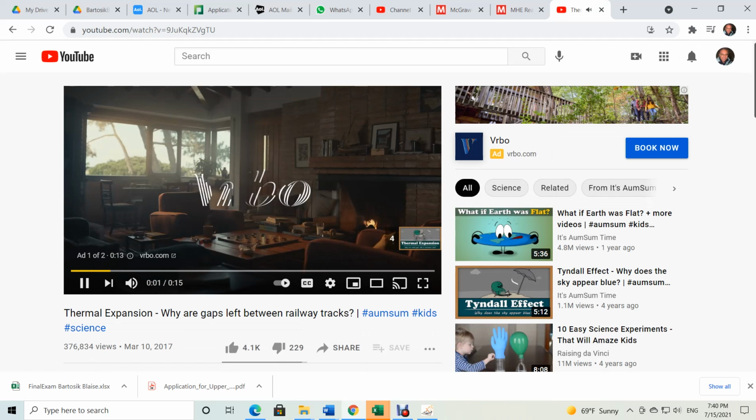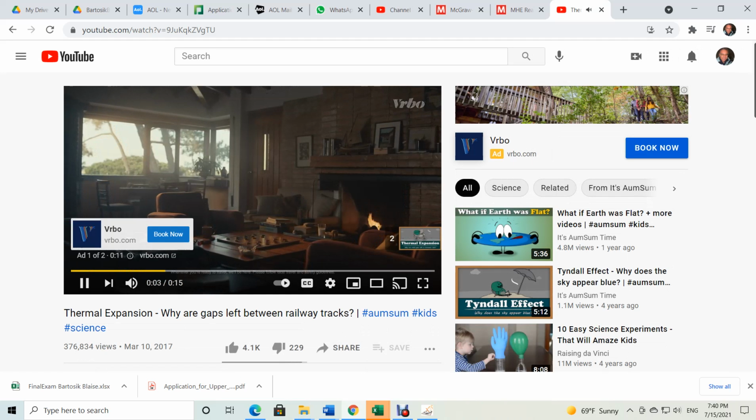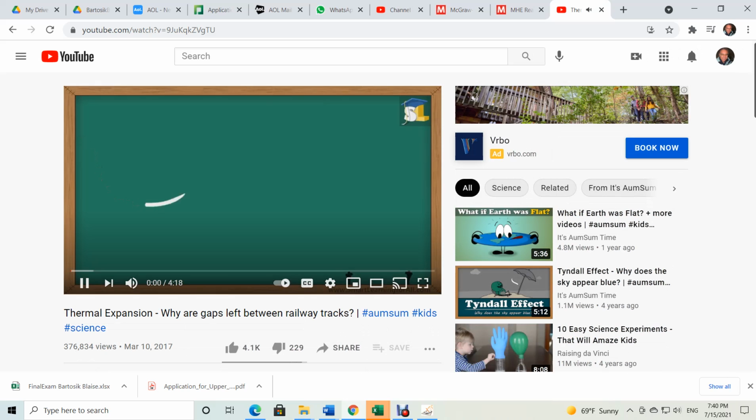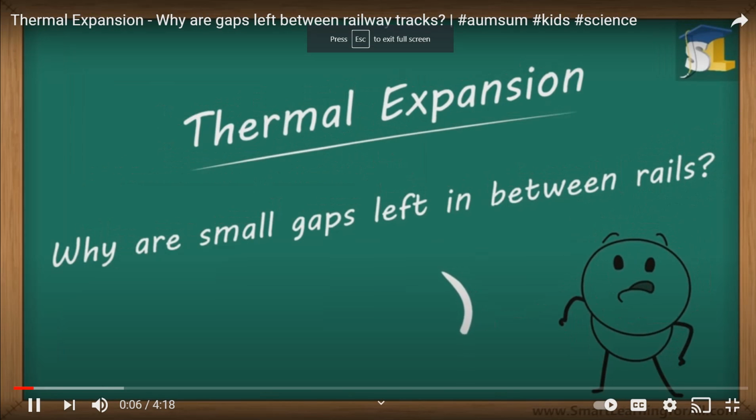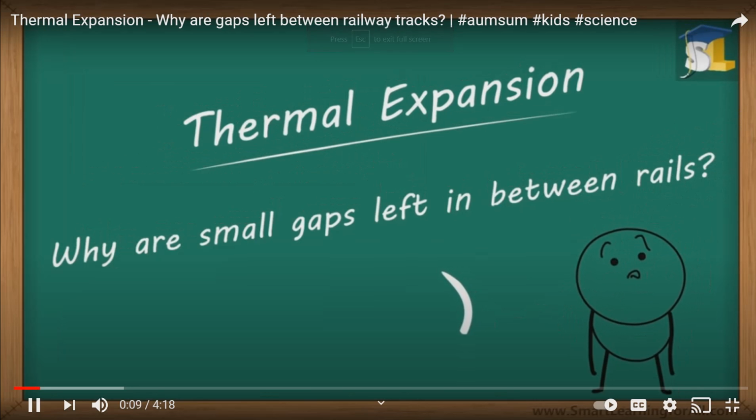This is the checkers game where grandson and granddad will bond. Topic: thermal expansion. Why are small gaps left in between rails? Don't know the answer? No worries. We shall find the solution.